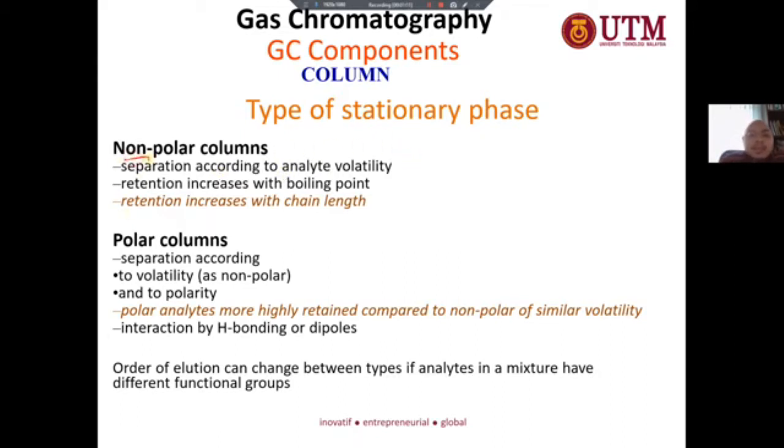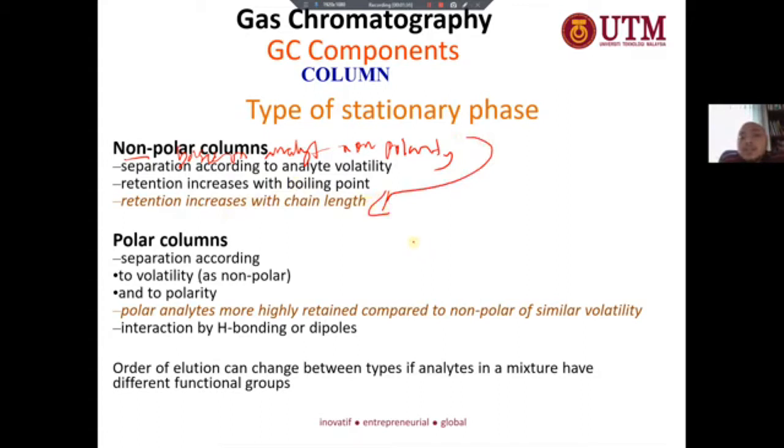Maybe add before this, based on analyte non-polarity. Retention increases with boiling point. Retention increases with chain length. What does this mean? It's actually the same thing.